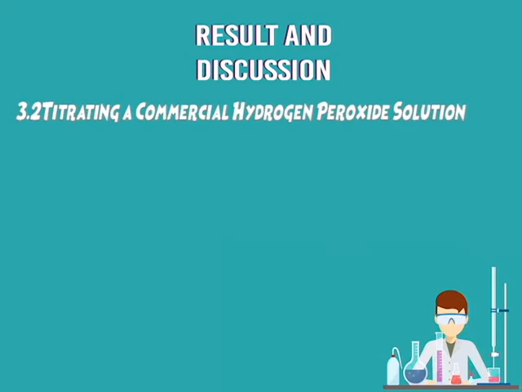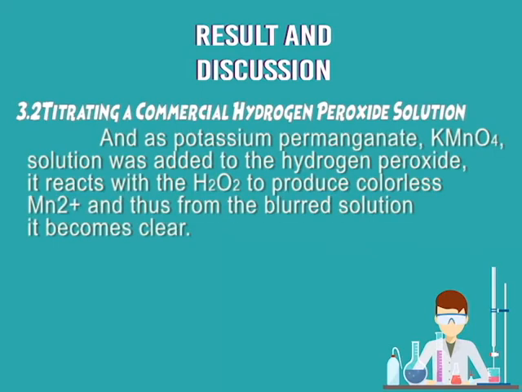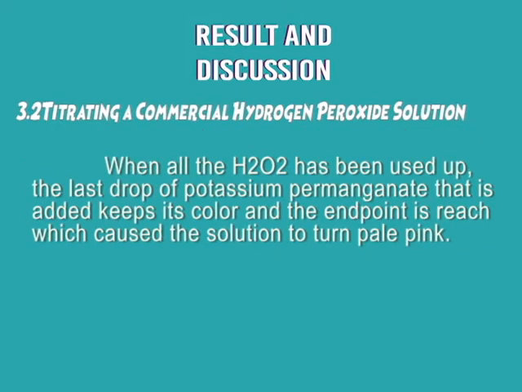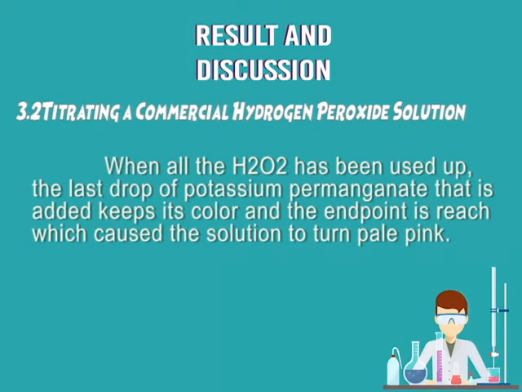Next is the titration of the commercial hydrogen peroxide solution. As the standardized potassium permanganate solution was added, it reacts with the H2O2 to produce colorless manganese ion, and thus from the blurred solution it becomes clear. When all of the H2O2 was used up, the faint amount of potassium permanganate added will keep its color as the endpoint is reached, causing the solution to turn pale pink.